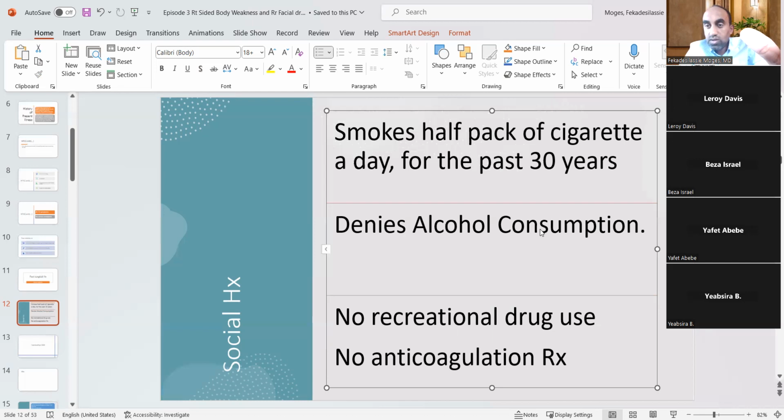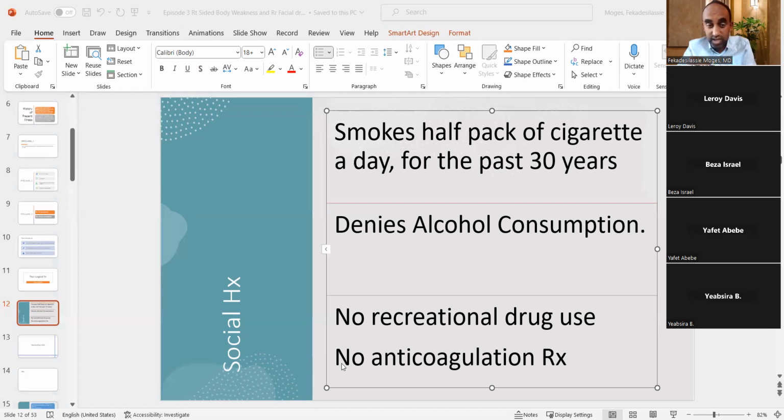Alcohol, yes, alcohol intoxication, even though she was working and she hasn't been drinking. Intoxication in general could be due to alcohol, or due to other recreational drugs. So any recreational drugs and intoxication of any sort, including alcohol, is relevant. Alcohol consumption and use of recreational drugs is very important. And anticoagulation history or treatment history is also very important.